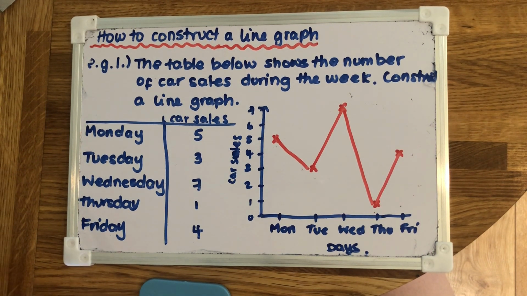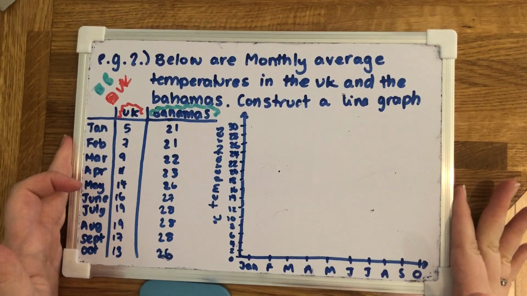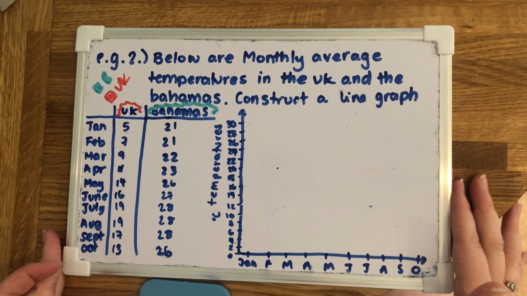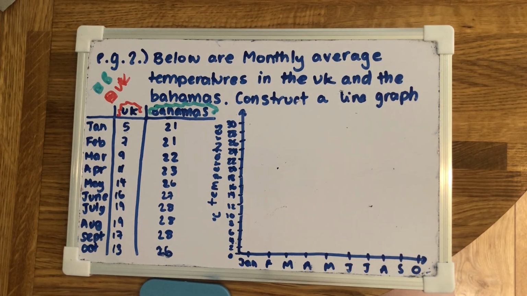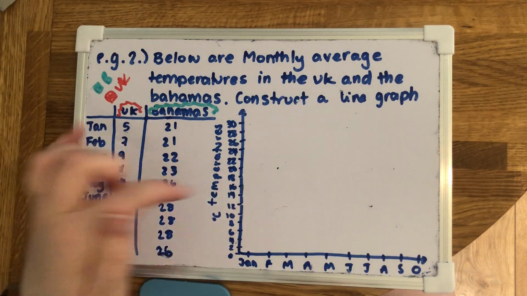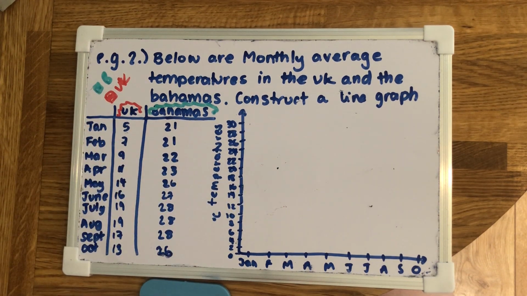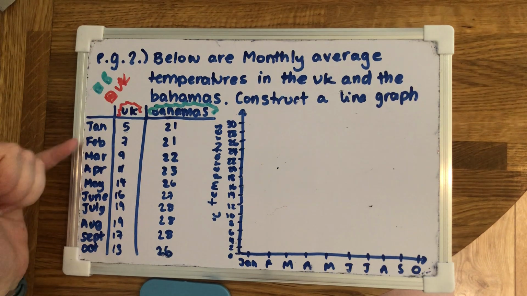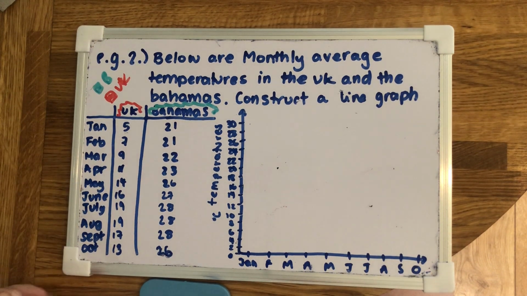Okay, the next one's a little bit harder just because we're showing two bits of data on it. So below are the monthly average temperatures in the UK and the Bahamas, and using this data in the table we need to construct a line graph. For this one we've got the months, and that's what goes along the bottom. A bit like before, the wordy bit was always on the bottom or the x-axis. Just make sure you read it properly, that's all.